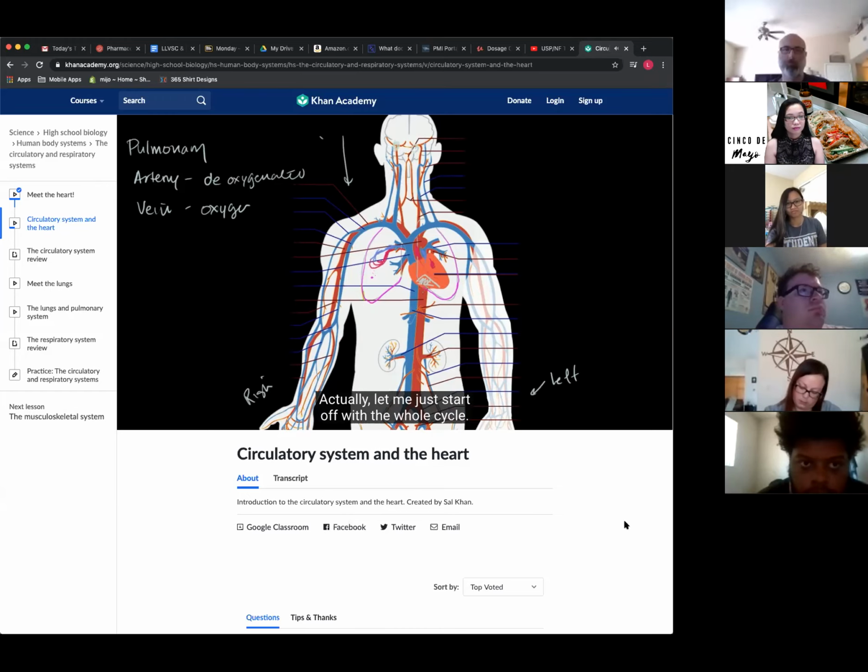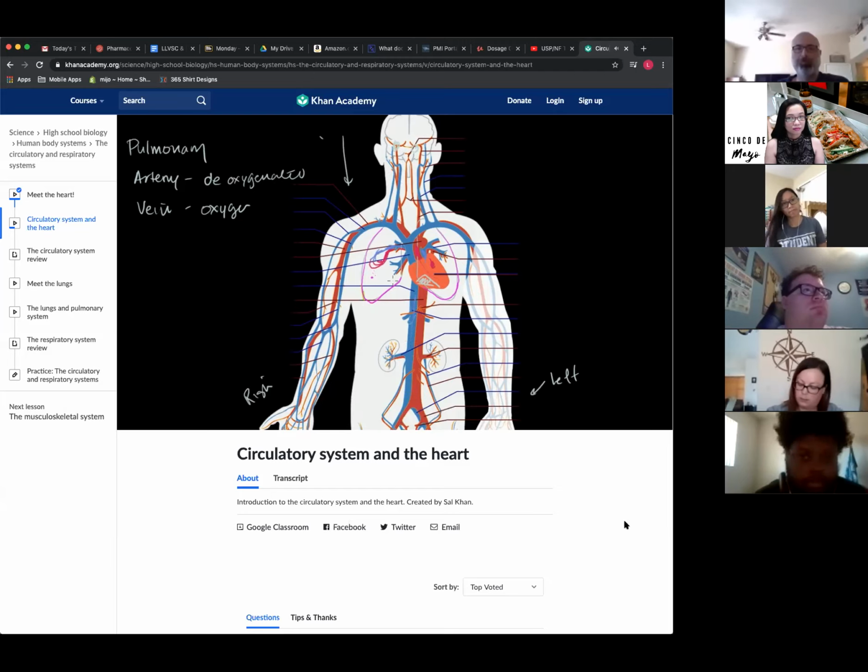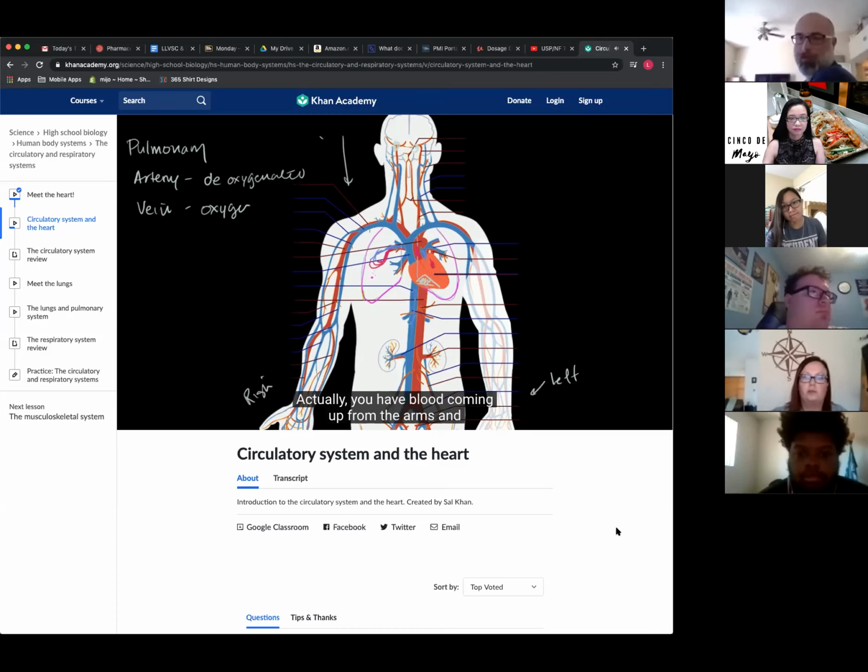Actually, let me just start off with the whole cycle. So we have deoxygenated blood coming from the rest of the body, right? This is deoxygenated blood coming from the rest of the body right here. This is actually the name for this big pipe. It's called the inferior vena cava. Inferior because it's coming up from below. Actually, you have blood coming up from the arms and the head up here. They're both meeting right here.